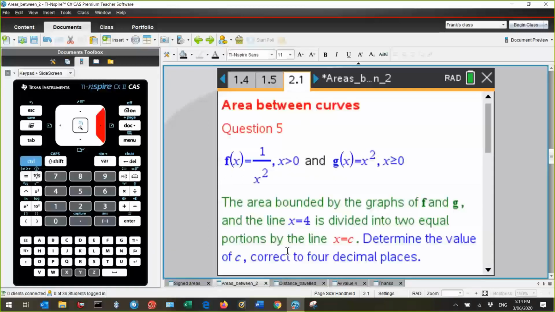Right, so in this next question, this is the sort of question that you could get in the extended response. So I have these 2 functions, and the area bounded by the graphs of f and g and the line x equals 4 is divided into 2 equal portions by the line x equals c. So determine the value of c.